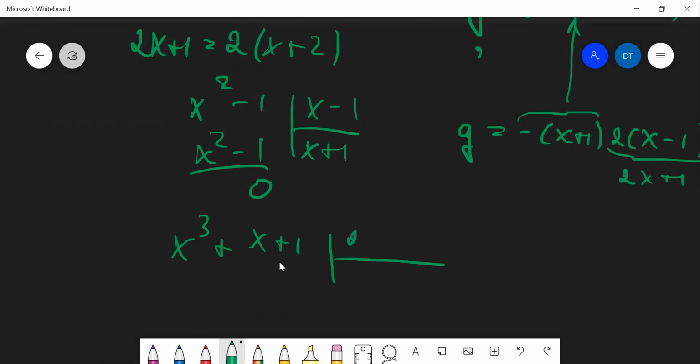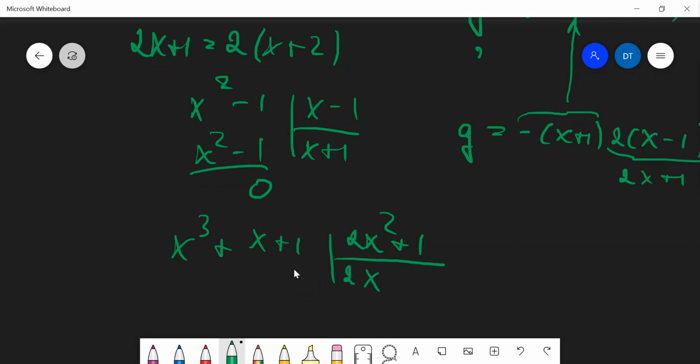When you need to divide this one by this one, it's inconvenient to find the appropriate coefficients because here you have 2. It's easy to get the required monomial part, which is x, because x times x squared gives you x cubed. But now you need to find the right coefficient, which is 2 in our case.